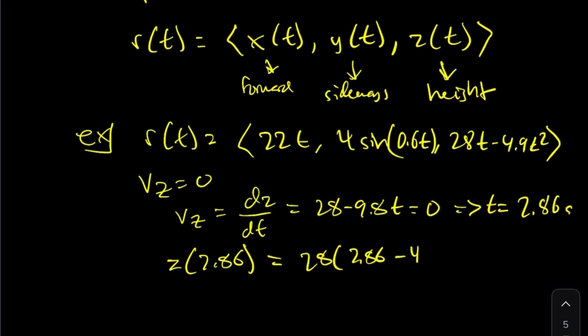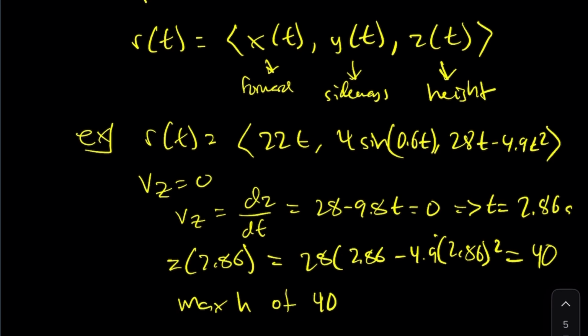Now, plugging that in, z(2.86) equals 28 times 2.86 minus 4.9 times 2.86 squared. And with that, we know that the ball has a maximum height of about 40 meters. So that also can help us to determine what it would look like in a 3D path. That's just one way to do it.